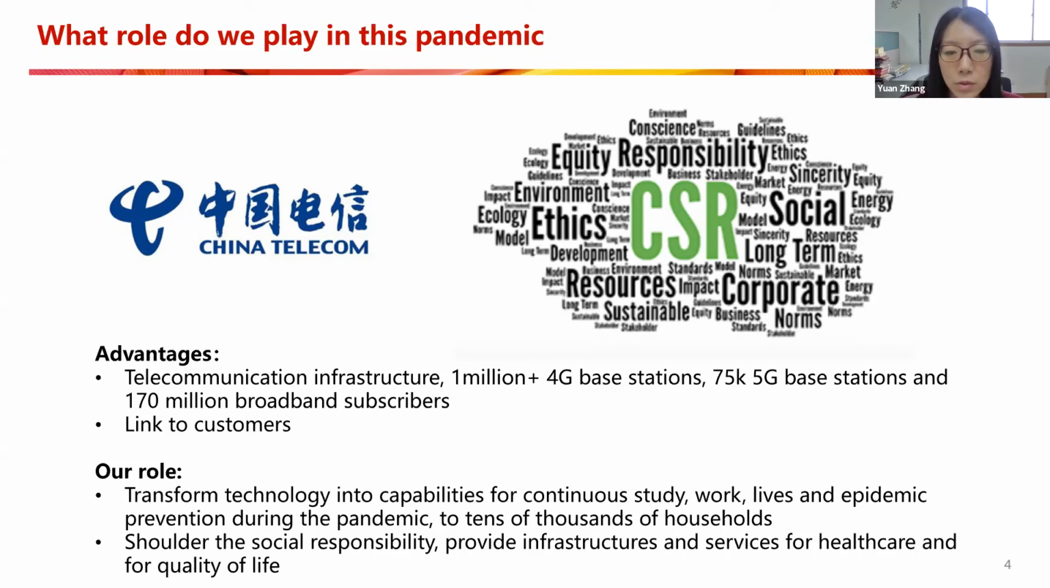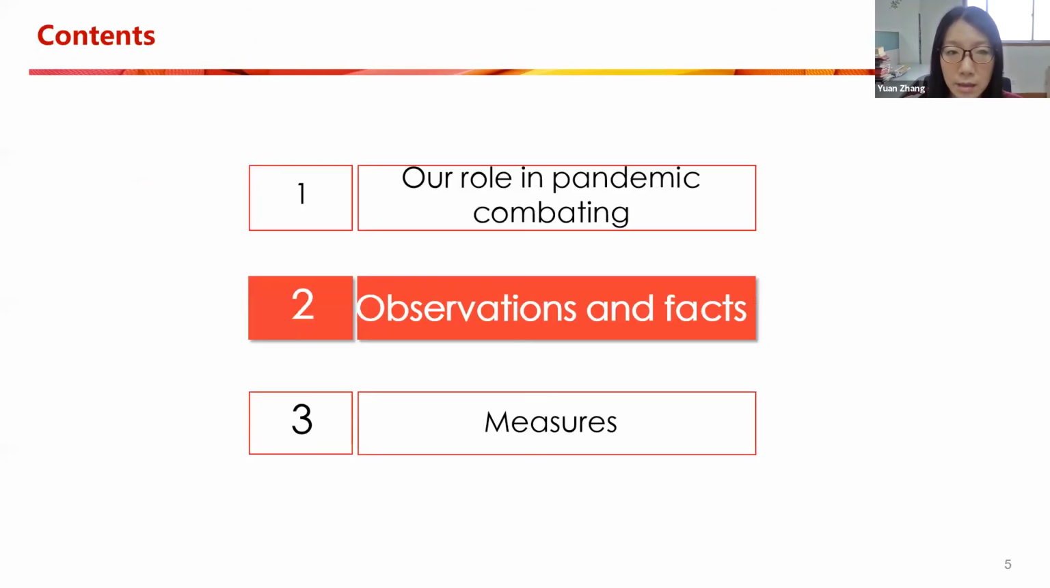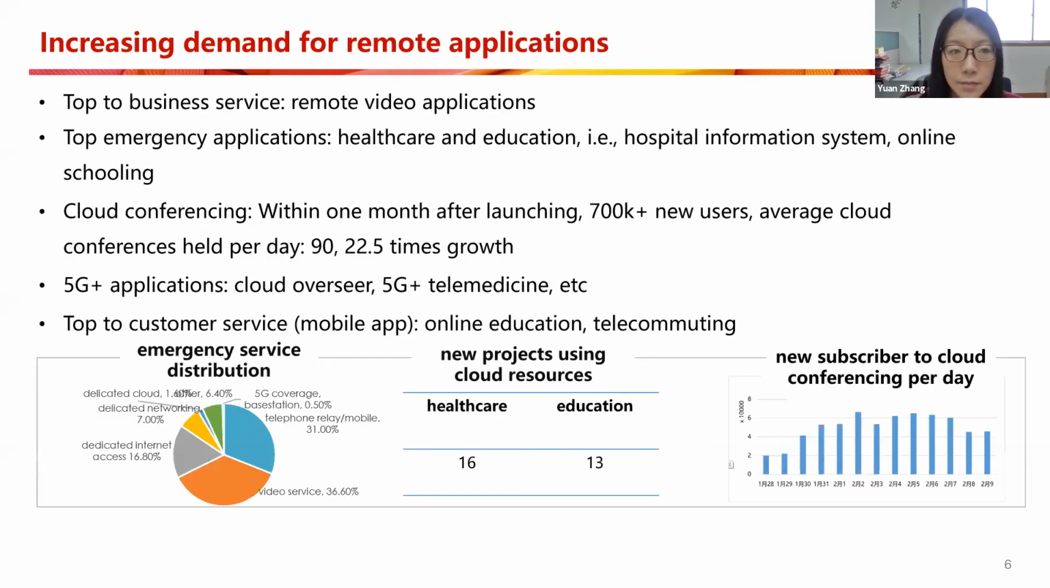And our goal is to transform technology into capabilities for continuous work, study, and lives, and also the epidemic prevention during this pandemic for tens of thousands of households. As a big company, we will shoulder the social responsibility by providing infrastructures and services both for healthcare and for quality of lives. So based on this, our role and our mission, we take measures accordingly. Next, I will share some of our observations and facts.